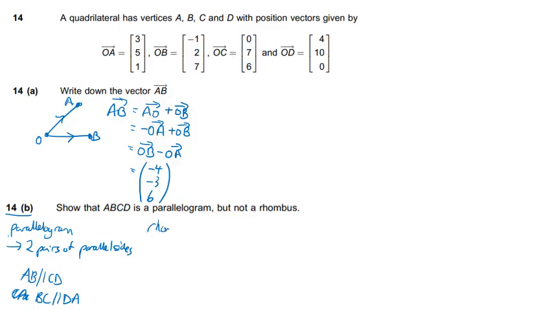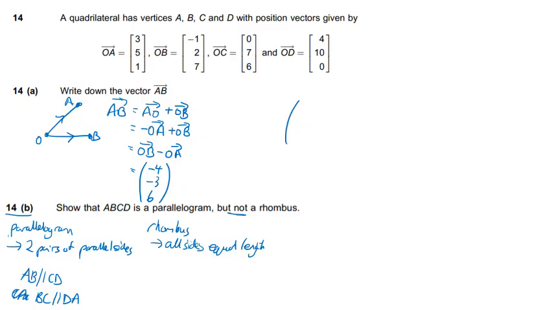But a rhombus has the additional rule that all the sides are equal. So we need to show that the opposite sides are parallel, but the sides are not all equal. So what we're going to do is work out the other vectors. We've found AB. We're going to work out the vectors from the other vertices to each other.